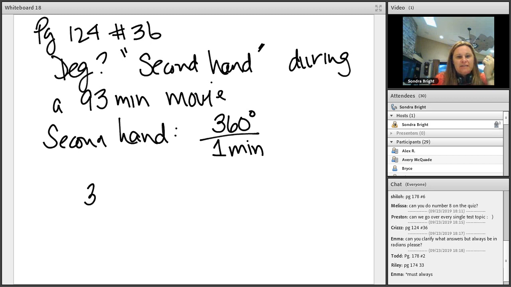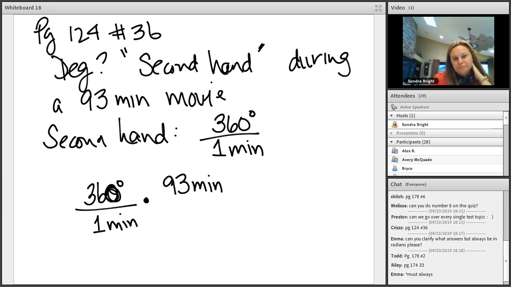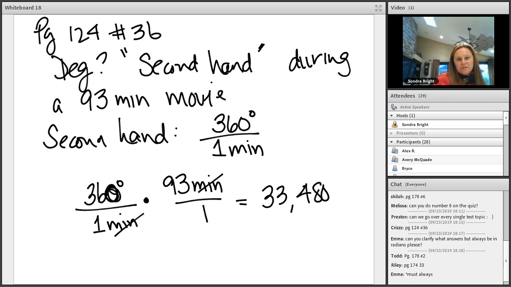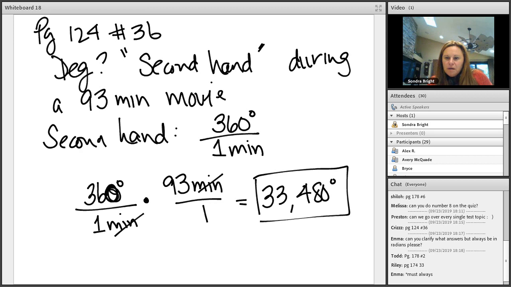And then we're going to take that 360 degrees in 1 minute, that's the angular velocity of the second hand, and we want to figure out how many degrees does it turn in 93 minutes. So minutes cancel, and when you multiply those, 360 times 93, you should get 33,480 degrees. Hopefully, yeah. All right, that was that one.